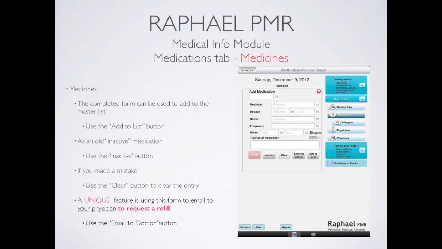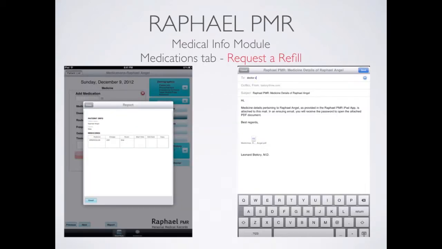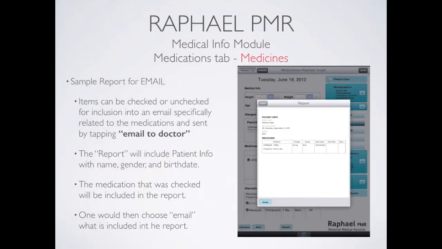One of the unique features of the Raphael PMR, though, is the ability to email to doctor. If you have a question about a medication or you want it refilled, you can generate an email that will contact the doctor and have him create a refill for you. We're going to take a look at this. These are basically what they look like, the report on the left and the email on the right. Let's explore this just a little bit.